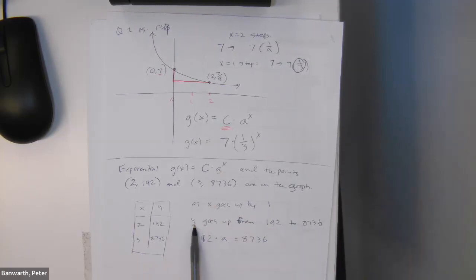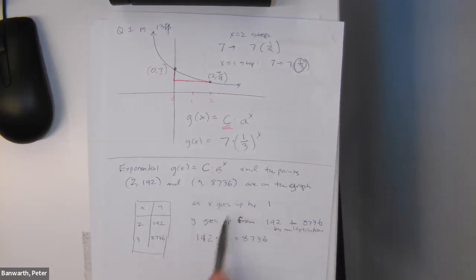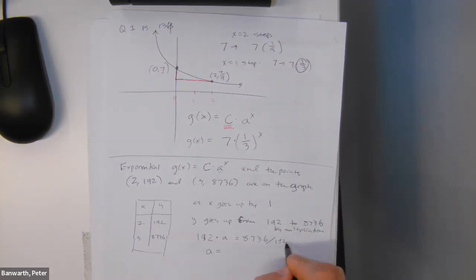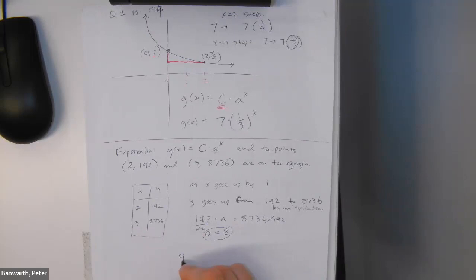And this is the key. If y goes up from 192 to 8,736 by multiplication, it's multiplied by my base. So 192 times the base should be 8,736. And so if I divide both sides by 192, I get that a equals 8. So now I found my exponential rate of change. So g of x equals some c value times 8 to the x.